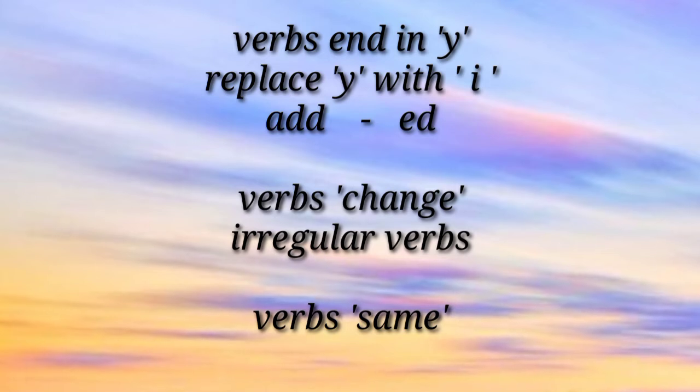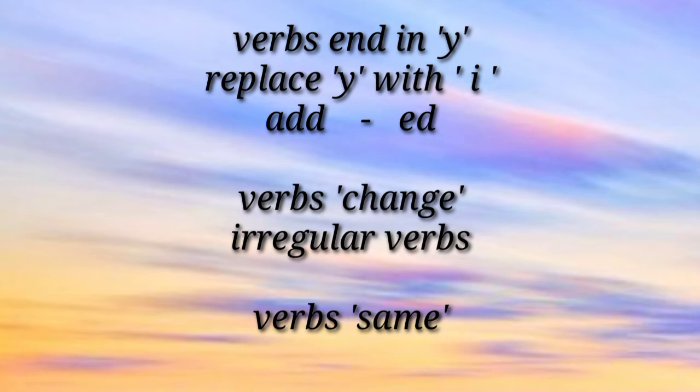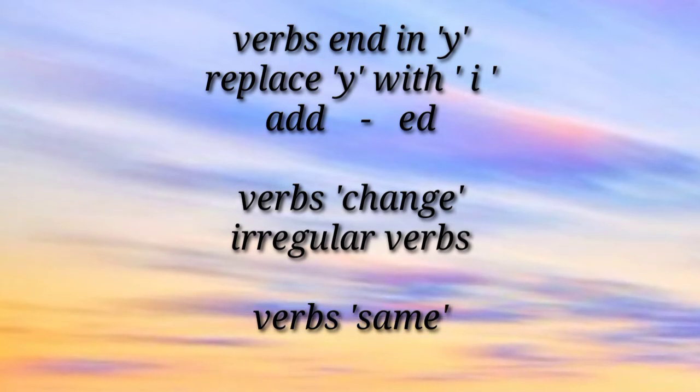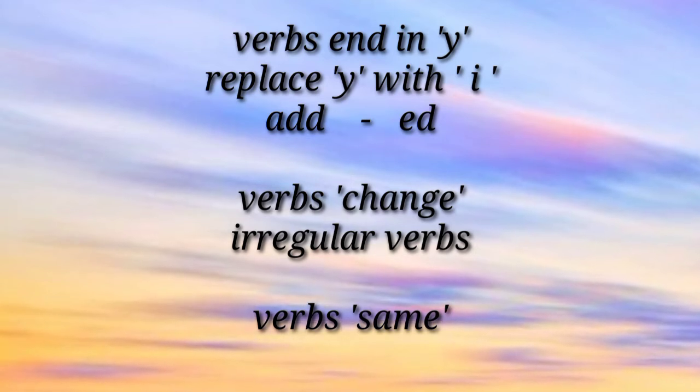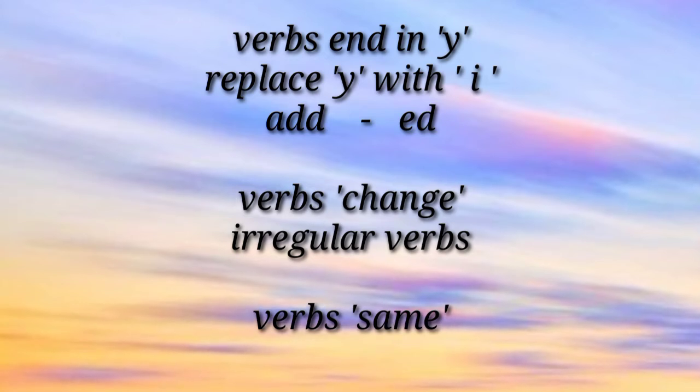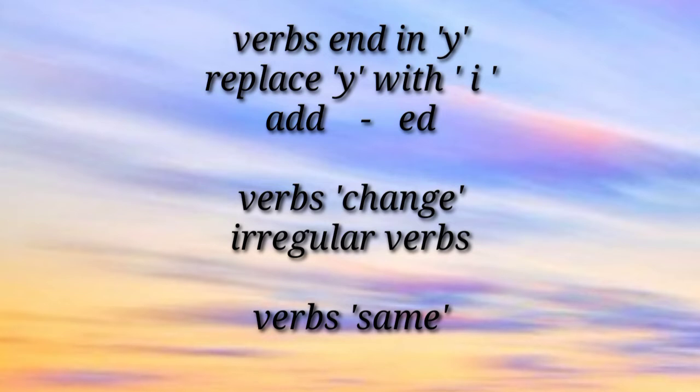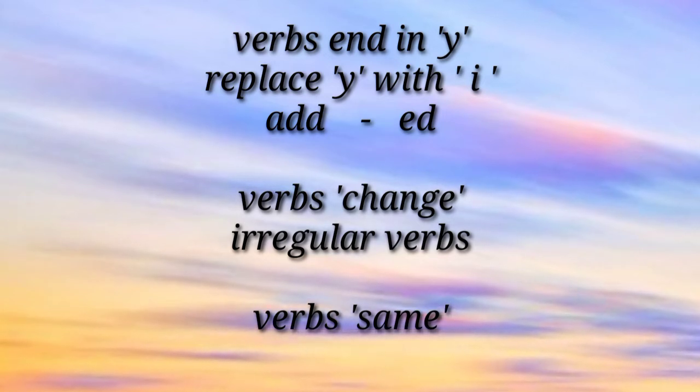Now, there are some irregular verbs. What are irregular verbs? The verbs which change completely when they change into past tense. Such verbs are called irregular verbs. That means in the first form the word of the verb is something, and when we change it into the past tense, the word entirely gets changed. So that is an irregular verb.